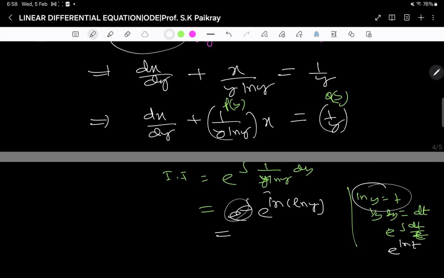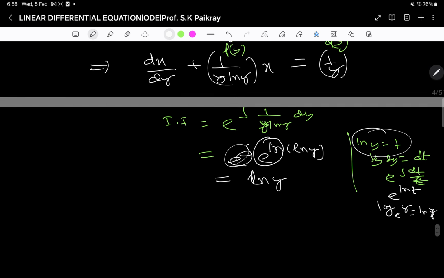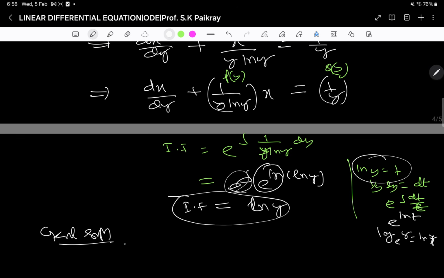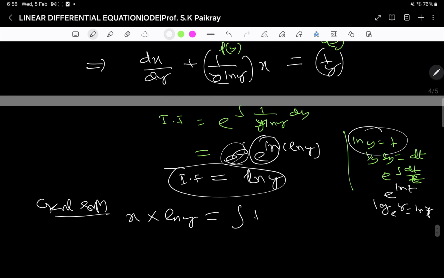Now e and ln are reverse of each other, so this is your ln y only. Log y to base e is your ln y. So this is your integrating factor: e to the power ln y. So coming to the general solution, x into ln y is equal to, in the right hand side, the integral of 1 by y into ln y dy plus some constant.